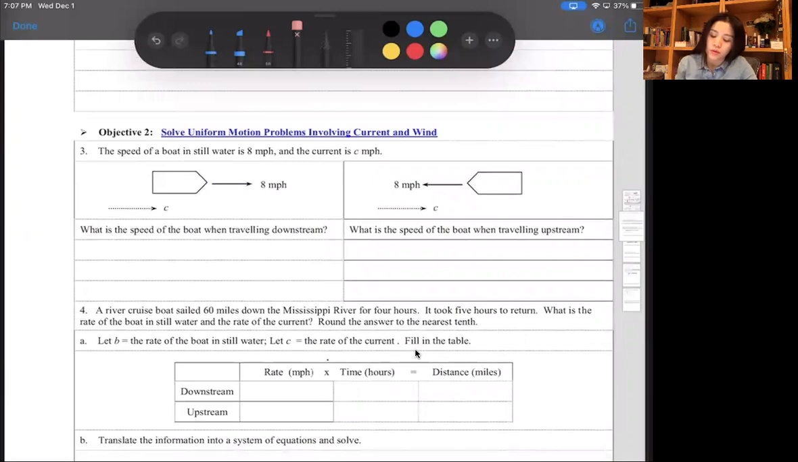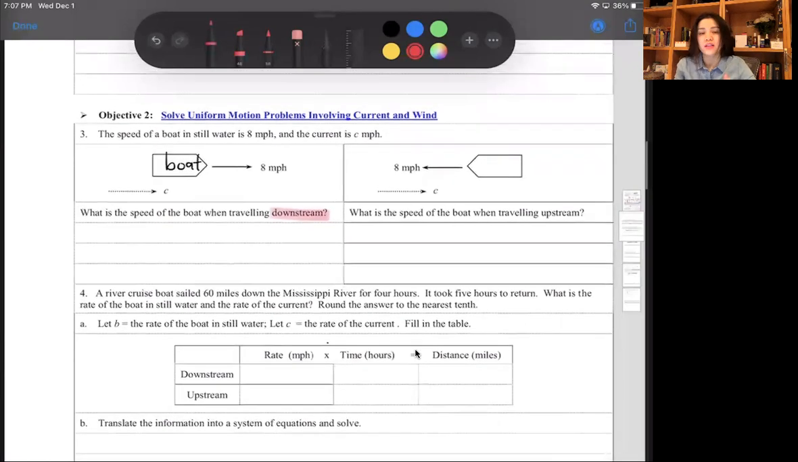Okay. Number 3, the speed of the boat in still water is 8 miles per hour, and the current is C miles per hour, right? Here, the picture, this is the boat. So imagine on the left picture, the boat is going with the current. It's going downstream. Maybe I'll highlight it in red. When the boat is going downstream, the current is kind of helping the boat move forward a little bit too, right? So the speed of the boat going downstream will be its speed, which is 8, plus the speed of the current.